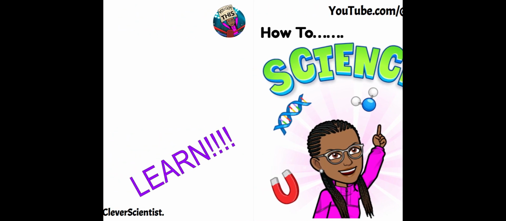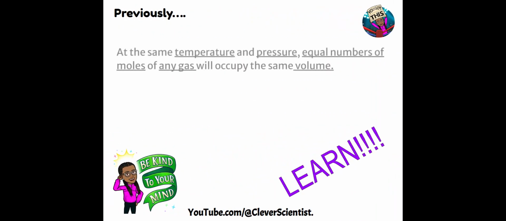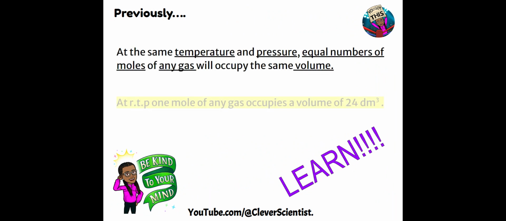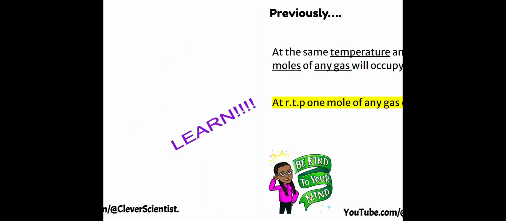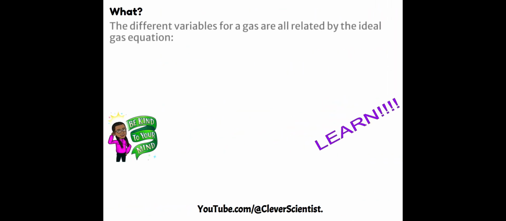In the last video, we revisited the concept of molar gas volume, which states that at the same temperature and pressure, equal numbers of moles of any gas will occupy the same volume. At RTP, 1 mole of gas occupies a volume of 24 decimeters cubed. So specifically in this video, we're going to look at how we can apply an equation known as the ideal gas equation to questions which involve gases.